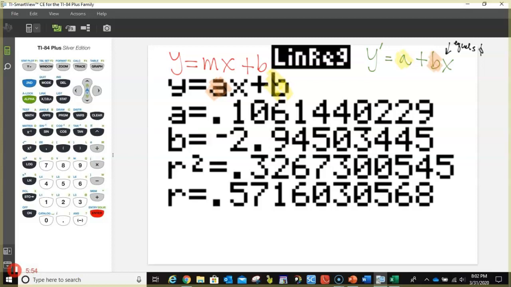So if I were to write out my equation using these numbers, it would be y prime is equal to negative 2.95, that's the y-intercept, plus 0.106x. So this would be my regression equation that we would need in order to go ahead and make some predictions with that information. I'll do another one in the next example. But this is the information that I need to perform my predictions.